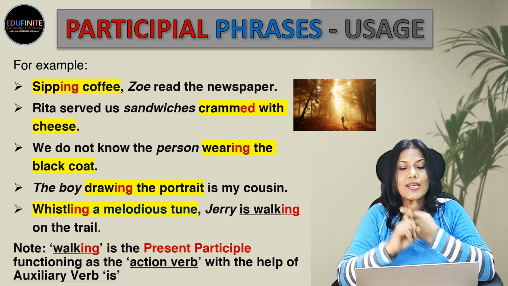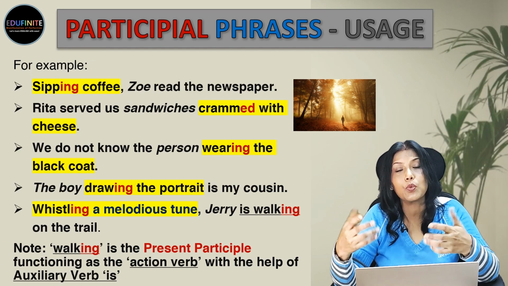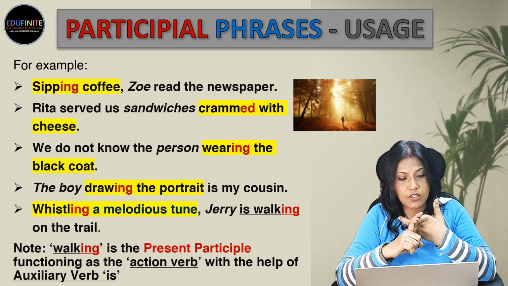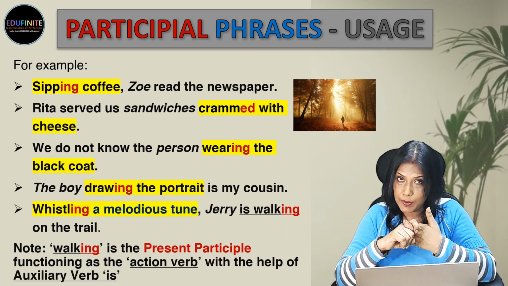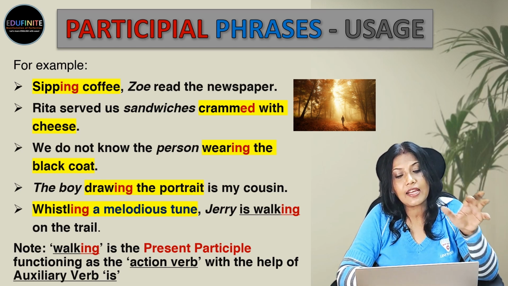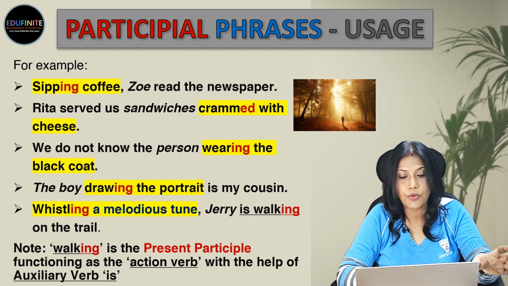Okay, now whistling a melodious tune is telling us about Jerry. What is Jerry doing? Whistling a melodious tune. So, whistling a melodious tune is a participial phrase because it begins with the present participle whistling, and it's telling us about the noun Jerry. What is Jerry doing? Whistling a melodious tune.